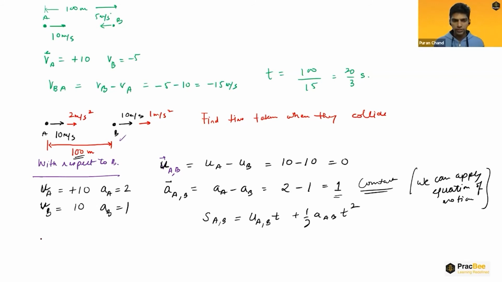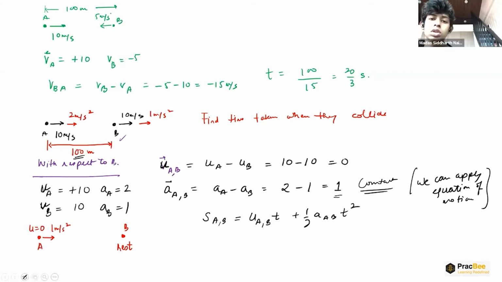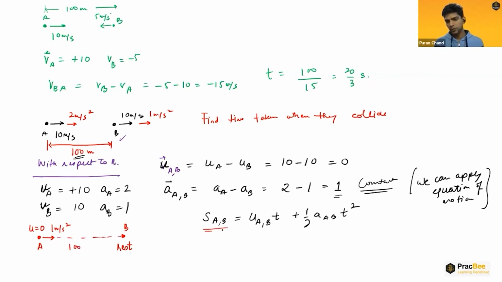Now the situation is this. Let me redraw the situation. B is at rest, and A has an acceleration of 1 meter per second square, and initial velocity is 0, right? Is it clear? Now it is accelerating, and this distance is 100. So displacement of A with respect to B will be 100.